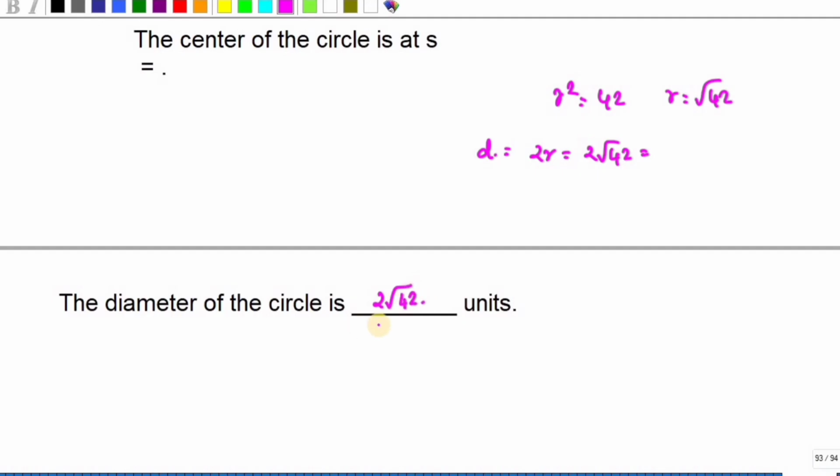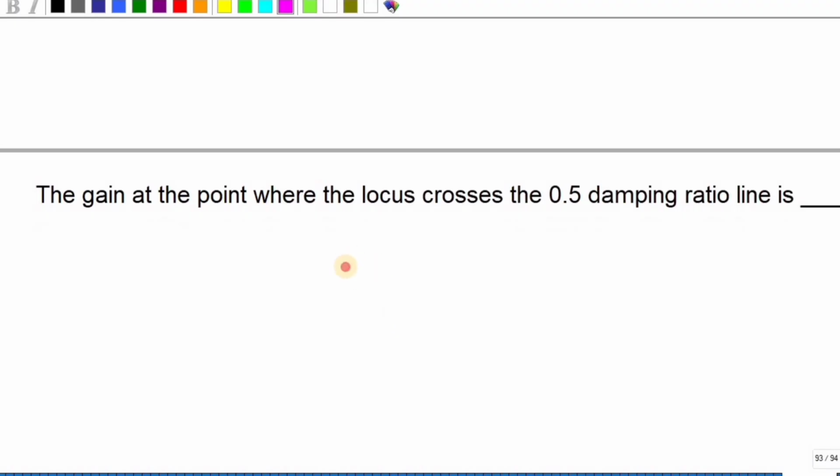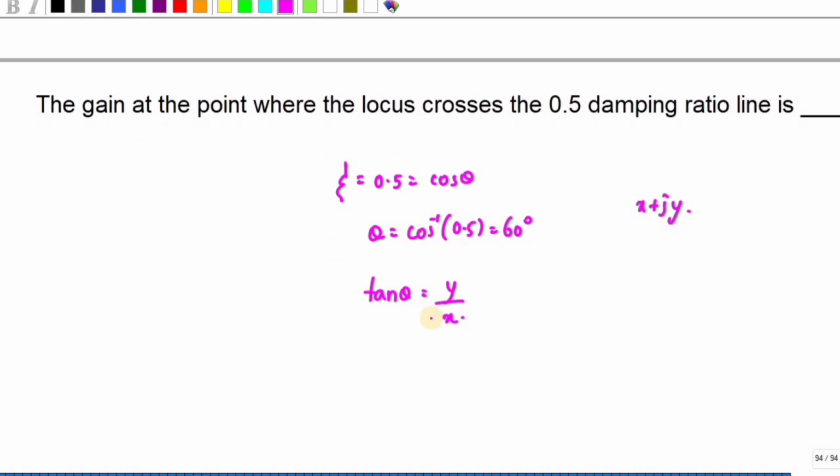Next question is the gain at the point where the locus crosses the 0.5 damping ratio line. So you know that the damping factor is equal to 0.5, that is equal to cos theta. So from this, cos inverse of 0.5, which is nothing but tan theta, is sin theta divided by cos theta, that is equal to y divided by minus 6. So this is a formula.